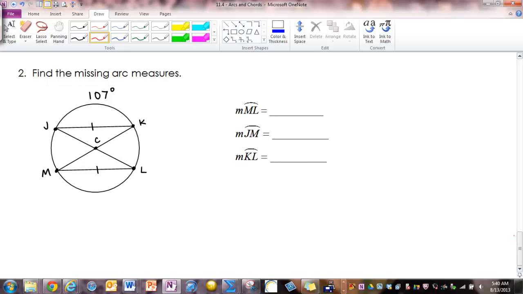Now our last example problem today says find the missing arc measures. We are given here that segment JK and segment ML, two chords of a circle, are congruent, and by the statements made earlier, that tells us that these arcs, arc JK and arc ML, are also congruent. So because of that, I'm going to label arc ML as 107 degrees.